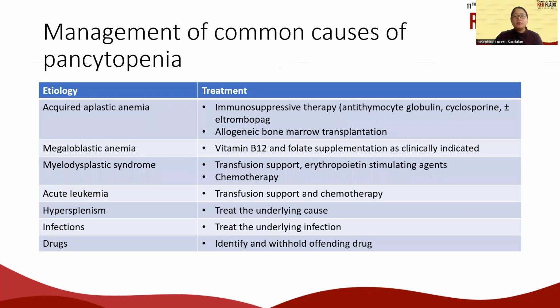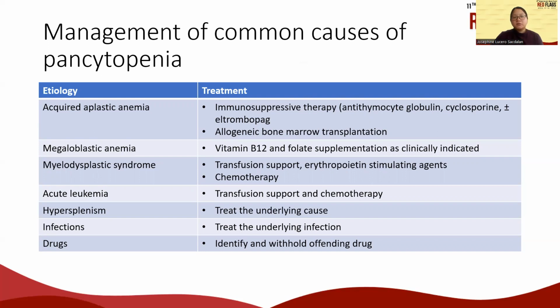This table provides an overview of the management of common causes of pancytopenia. For acquired aplastic anemia, we would offer immunosuppressive therapy with antithymocyte globulin, cyclosporine with or without eltrombopag, or also evaluate the appropriateness of an allogeneic bone marrow transplantation. Megaloblastic anemia should receive vitamin B12 and/or folate supplementation as clinically indicated.